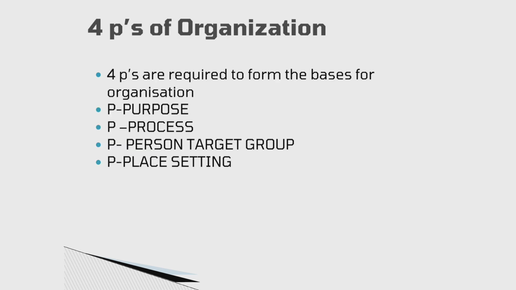Then we'll see the 4 P's of an organization. The first P stands for purpose, then process, person (the target group), and place. These are the 4 P's required to form the base of an organization. Based on this, the group's activities will be sorted, divided, and assigned.